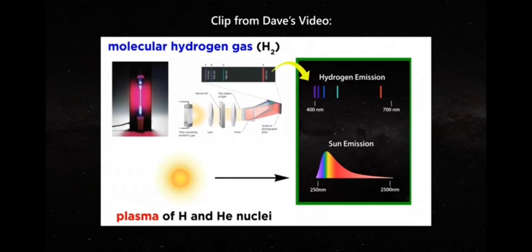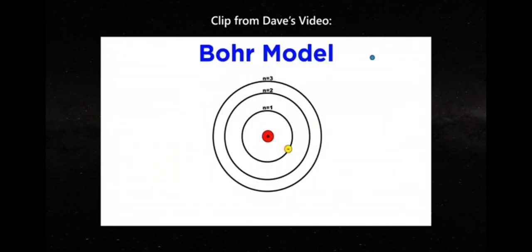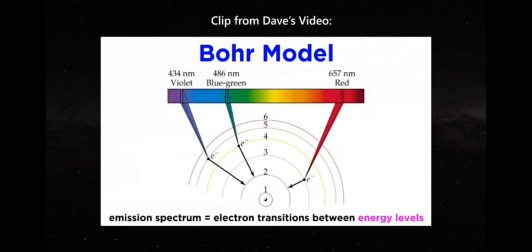He does not understand that the sun is not molecular hydrogen. It's a plasma of primarily hydrogen and helium nuclei. It's not discrete hydrogen atoms with an electron that moves between energy levels, absorbing and emitting photons to produce the emission lines we are familiar with from observing molecular hydrogen gas in a canister here on Earth. He doesn't even seem to understand the Bohr model of the hydrogen atom, something which is learned by every high school chemistry student.